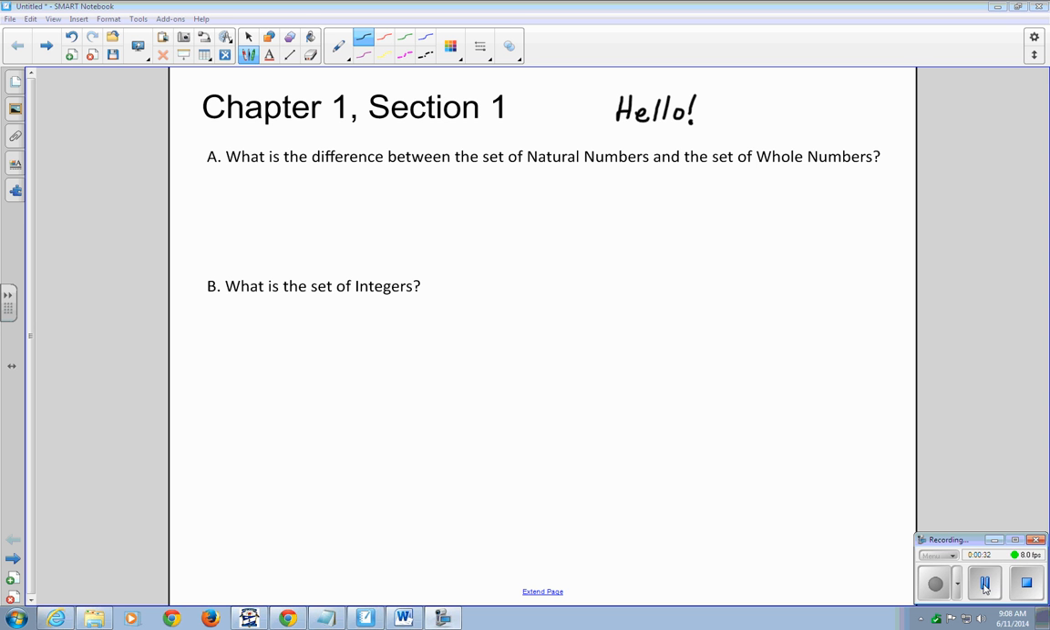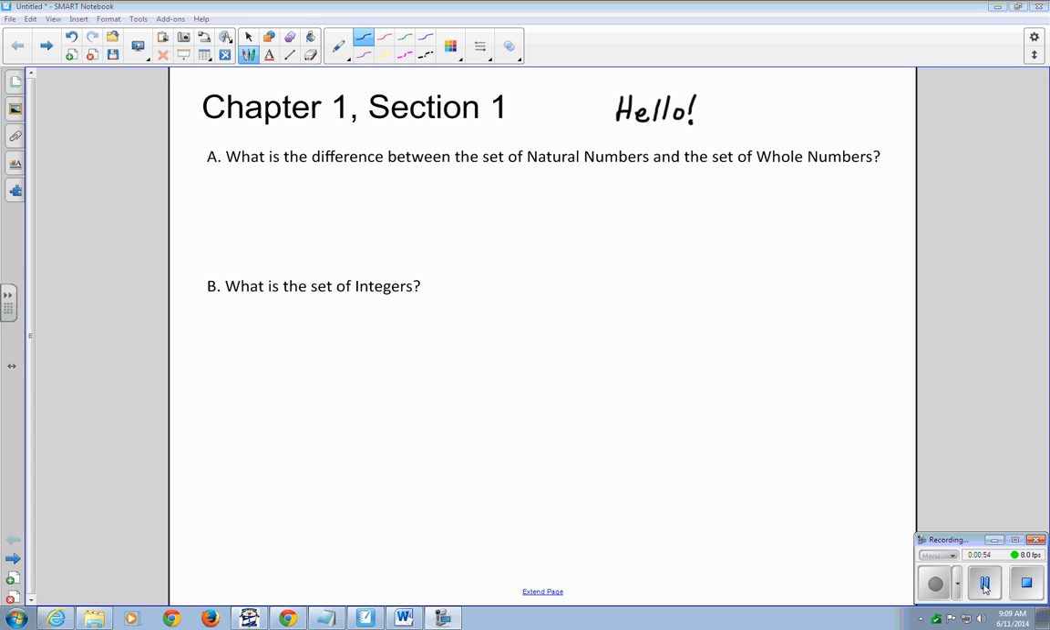Well, what's up in Chapter 1, Section 1? The title of this section gets into sets, elements, the roster method, and real numbers. And we really start off with the most basic of the types of sets that we deal with in all of mathematics, and that is the set of natural numbers, whole numbers, and integers, and dealing with some basic definitions.